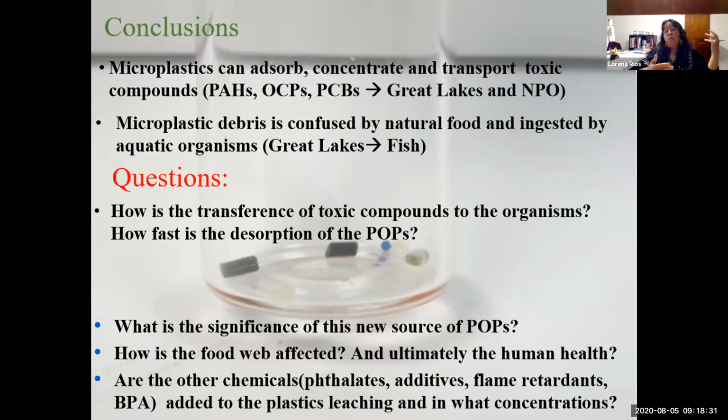And then when this toxic compound is in the organisms, we don't know if it is affecting just, for example, the endocrine system in the fish, or when we eat the fish, the problem goes with us. We still have too many questions, and we don't know anything yet about the additives, the phthalates, all these chemicals that the plastic industry added to the plastic to make better products. We don't know what concentration they are leaching, what is the concentration in the environment.